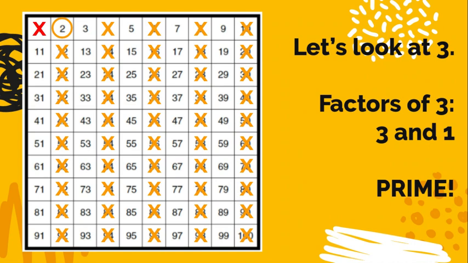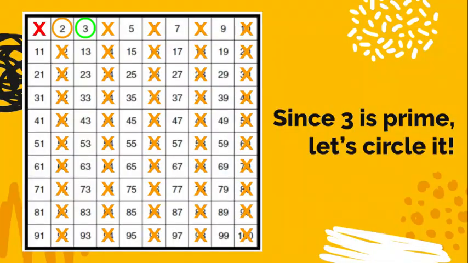All right. When you have crossed off all the multiples of 2, let's look at 3. Factors of 3, just 3 and 1. That's it. So that makes 3 another prime number. I'm going to pick a new color. I chose green and circle 3 since it's prime.